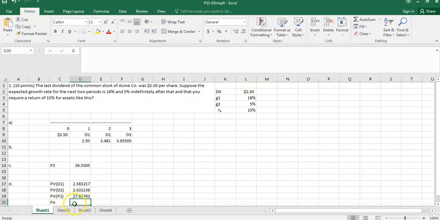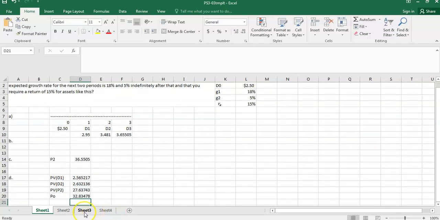Now, the share price today is just equal to the sum of each of these terms in this array. So you can see what I've just done is to say take the sum of all of the values between D17 and D19. I hit enter. There's my share price today.